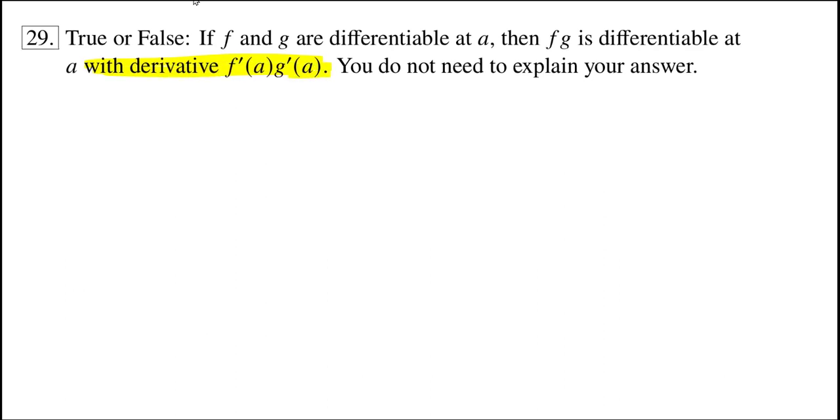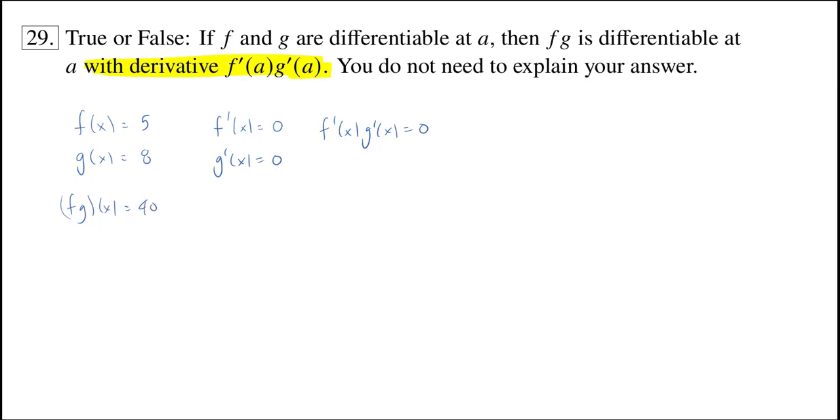But now there's this extra bit at the end here, with derivative f prime of A, g prime of A. And of course, this is obviously true, right? Because let's say I let f of x equal the constant function 5 and g of x equal the constant function 8. Then f prime of x would equal 0 and g prime of x would equal 0. And so their product, f prime of x, g prime of x, would equal 0. But of course, if I multiplied fg of x, well, that would just be the product, 5 times 8, which is 40. And fg prime of x is 0. Hey, look at that. Now you might say, well, that's a constant function. That's kind of a strange situation and certainly not the typical one. So we'll try something else.